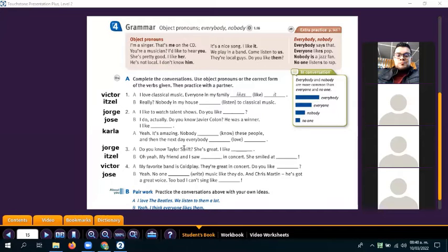Perfect. So Itzel, letter B. Oh yeah, my friend and I saw her in a concert. She smiled at everyone. Okay, so she smiled at everyone. But my friend and I saw her in a concert. She smiled at nosotros. How would you say? Ella nos sonrió. She smiled at us. At us. She smiled at us. All right, perfect.